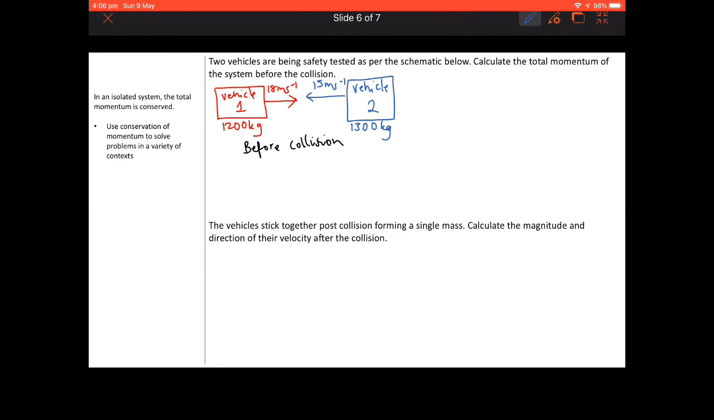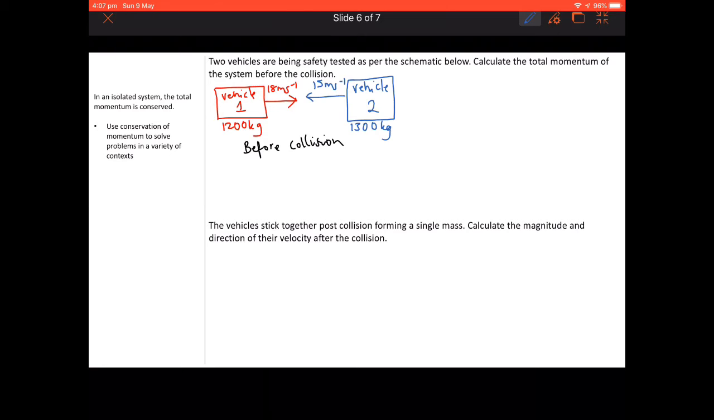Alright, so another worked example. We've got two vehicles that are being safety tested as per the schematic below. Calculate the total momentum of the system before the collision. So we've got one vehicle travelling to the right at 18 metres per second and its mass is 1200 kilos. The other vehicle is travelling to the left at 15 metres per second and its mass is 1300 kilos.